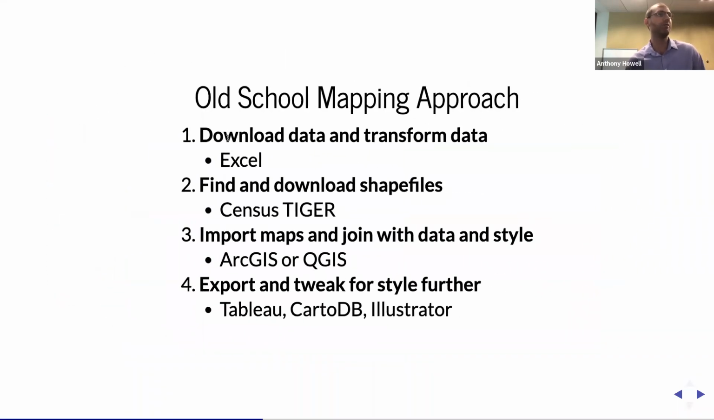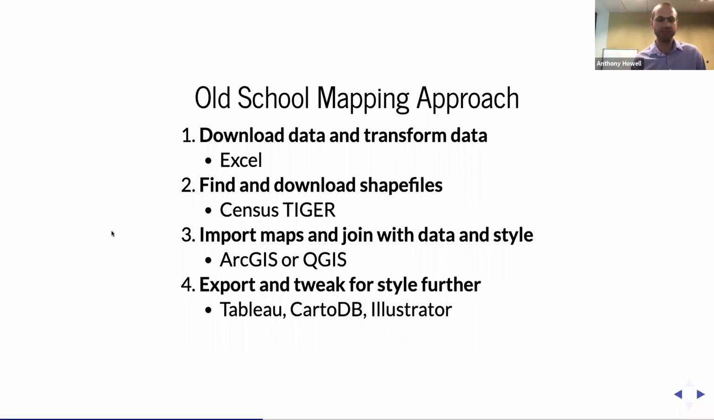Again, as I mentioned, you usually have to download Excel spreadsheets. You have to go to the Census TIGER, download shape files, all from external websites. You've got to find the websites, and find the files to download. Then you have to import all this information with ArcGIS or QGIS or R, and then export the merged data set into some other kind of software package to tweak the style and the aesthetics of the map.